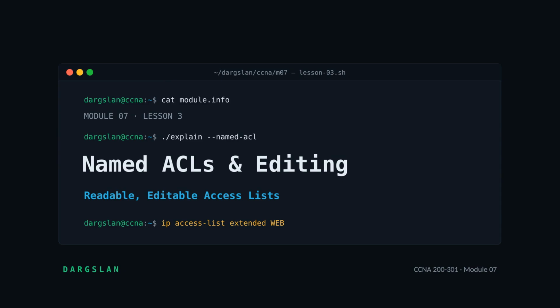Let's pick up right where we left off in Module 7. In this lesson, we're moving beyond numbered access lists into something far more practical for day-to-day work, named ACLs. They're readable, they're editable, and once you see the syntax, you'll understand why most engineers reach for them first. So let's open up the CLI and walk through it together.